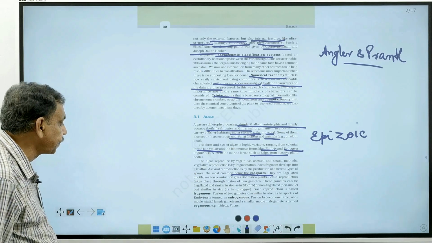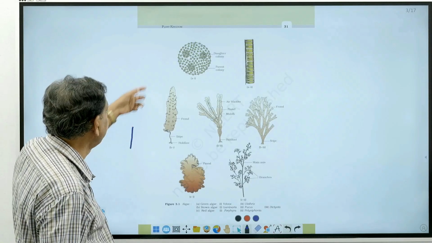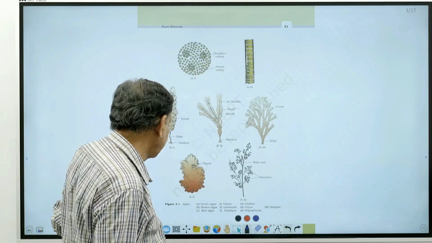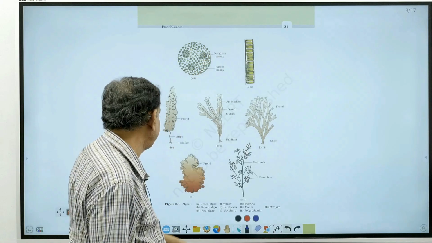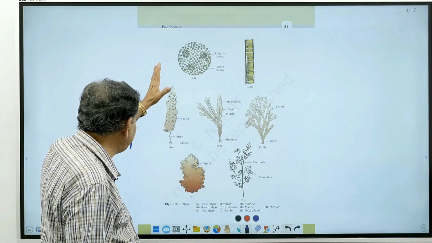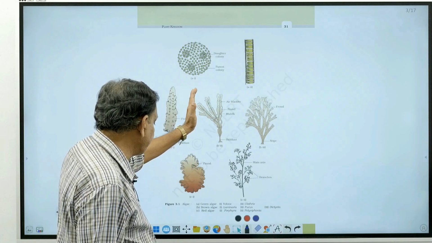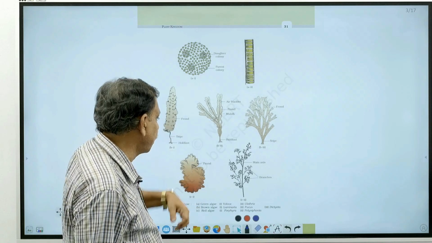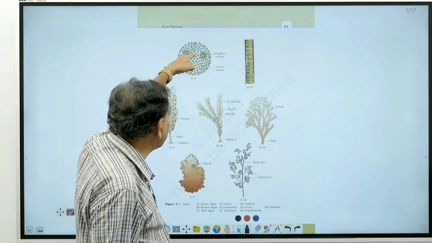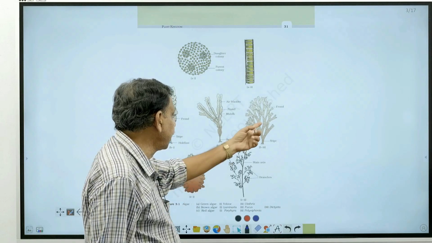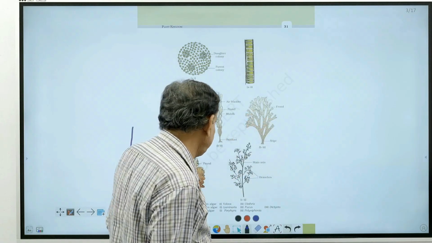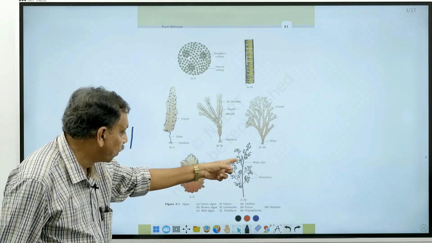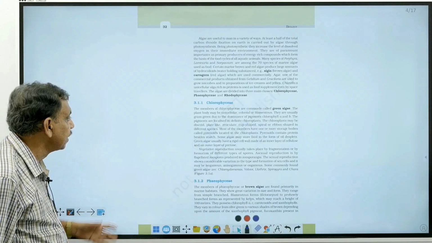Now if you see the diagrams, this is Volvox, this is Ulothrix, a filamentous structure. This is coming under brown algae, Laminaria. You can see Fucus, which shows oogamous sexual reproduction, and Volvox is also showing oogamous sexual reproduction. This is Dictyota, brown algae. Then this is red algae, Porphyra, and red algae, Polysiphonia. These are the generalized members.